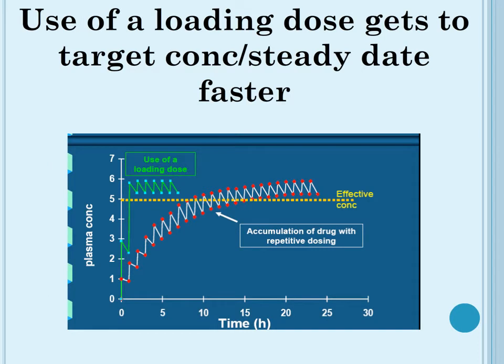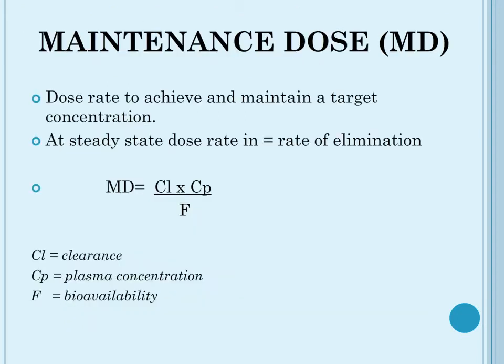So this is showing you using a loading dose to get to steady state concentrations faster. The green line shows giving a quick loading dose and you achieve or go above the effective concentrations, and then you maintain steady state. Conversely, the red dots are showing achieving steady state with repeated dosing of the drug, and this will take quite a bit of time. Once you give the loading dose, you need to maintain that dose in your patients with a maintenance dose.